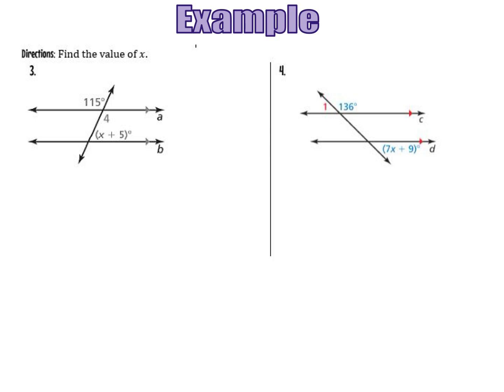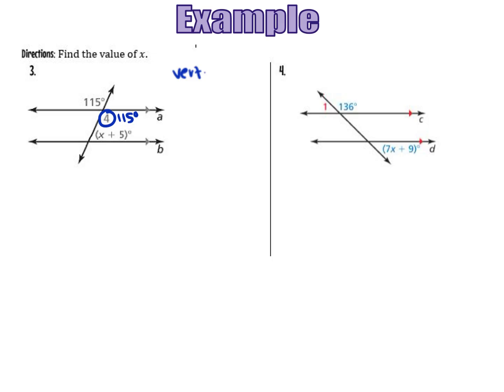Then unpause the video and see how you did. All right, hopefully you had time to work through this on your own. What I know to be true is that the measure of angle 4 on problem number 3 must be 115 degrees because these two angles are vertical angles, so the vertical angles theorem.